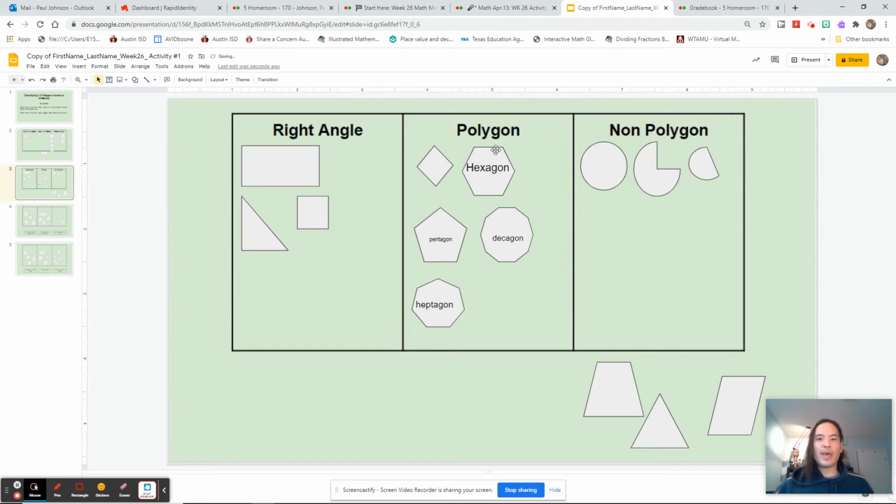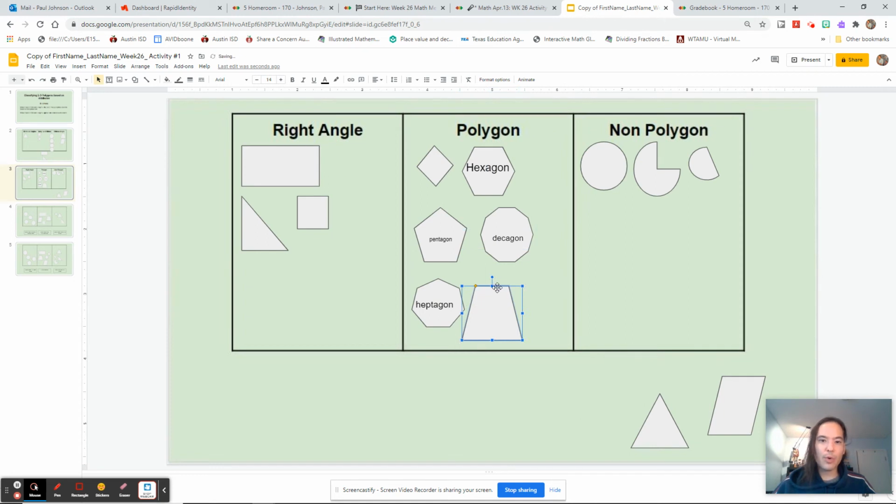So we have a 6-sided polygon, a hexagon. We have a 5-sided polygon, a pentagon. We have a 10-sided polygon, a decagon. We have a 7-sided polygon called a heptagon. All right, and this right here, that's a trapezoid.